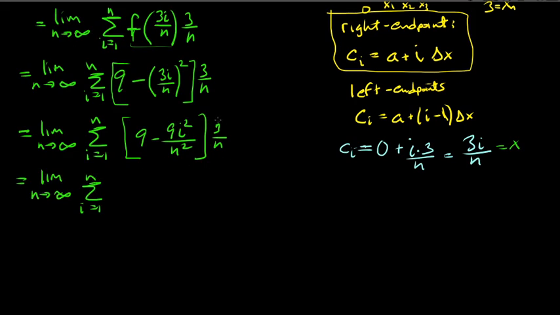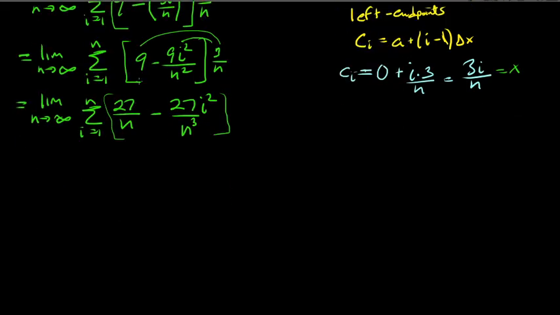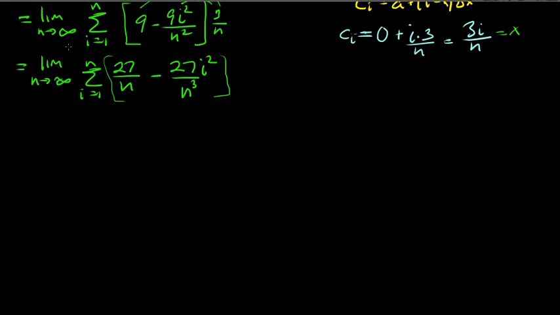So what do we do now? We distribute the 3 over n. So 9 times 3 over n is 27 over n, minus 9 times 3, which is also 27, but this is i squared over n times n squared, which is n cubed. Okay? So now this is the thing we're adding up. So how do we add all these things up?